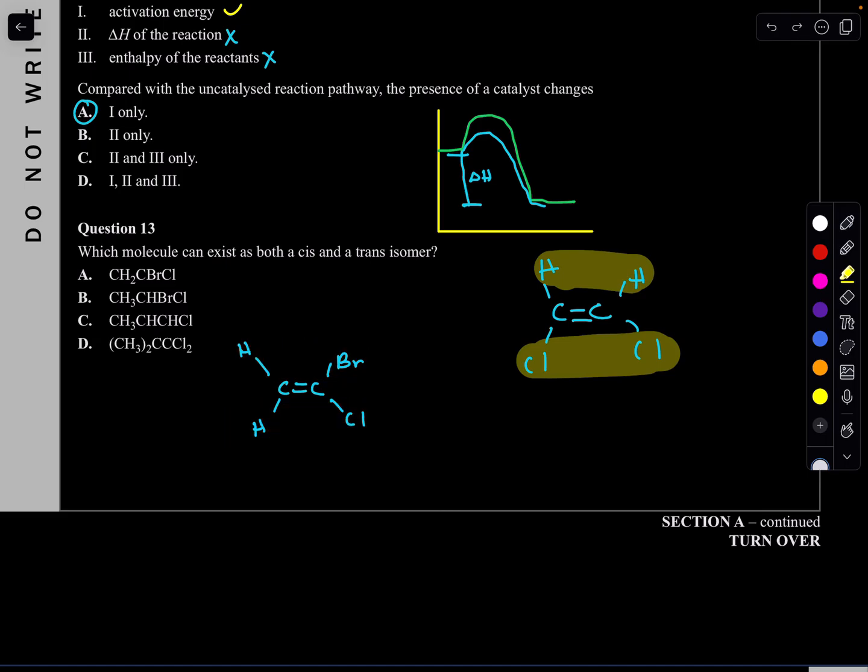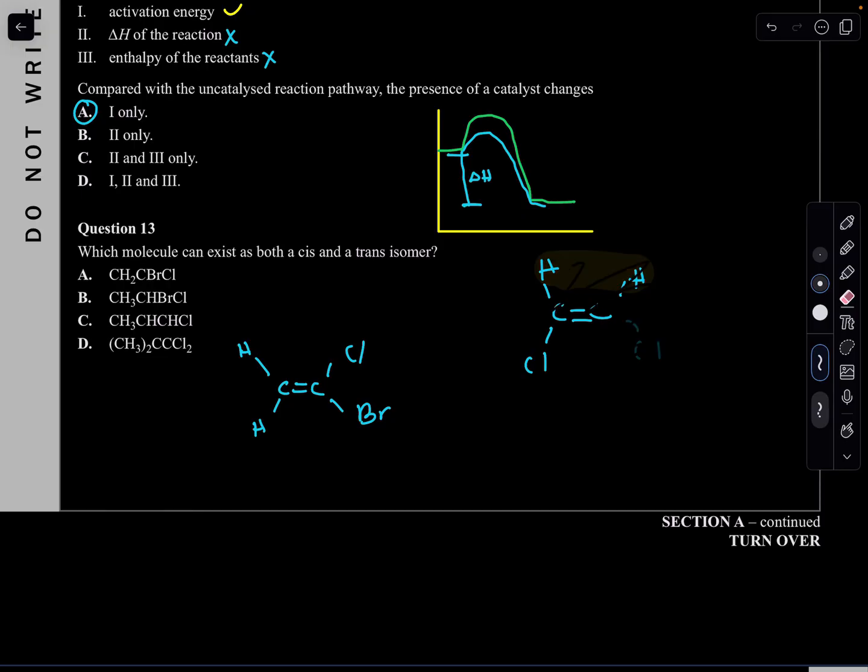Even if you rotate these bromine and chlorine, what happens? Nothing. It's still the same. It doesn't actually exist in that form. So it doesn't exist in the cis. What about the trans? Let's check if it works on the trans.